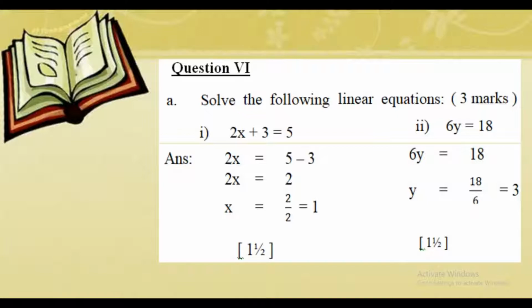You can keep the variable term on the left side itself, and we take the number 3 to the right side. When plus 3 comes to the right side, it becomes minus 3. Yes, 5 minus 3 is 2. So, 2x equal to 2. The next step: 2x equal to 2 means 2 into x equal to 2, and x equal to 2 divided by 2 equal to 1.